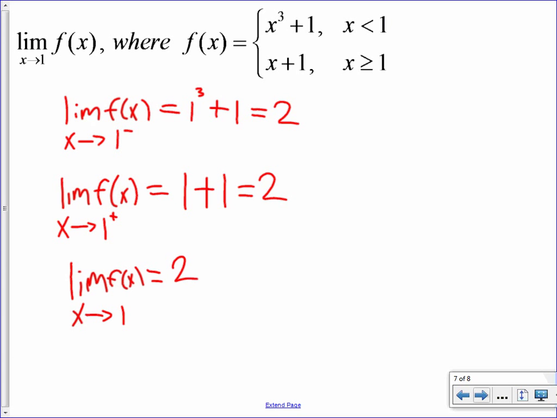All right, here is Jimmy's work. He has a left-hand limit where he plugs 1 into the top function to get a left-hand limit of 2. We have a right-hand limit where he plugs 1 into the second function to get a right-hand limit of 2. And so then he wrote, the limit as x approaches 1 is 2. This work is beautiful. This is what I would want to see on tomorrow's quiz.